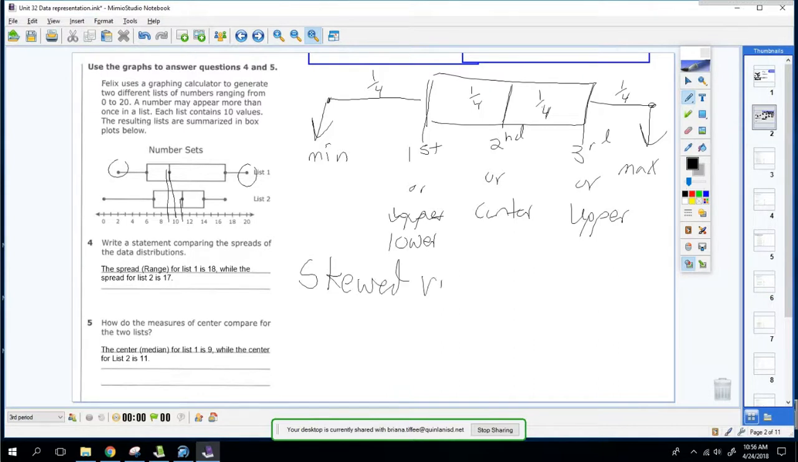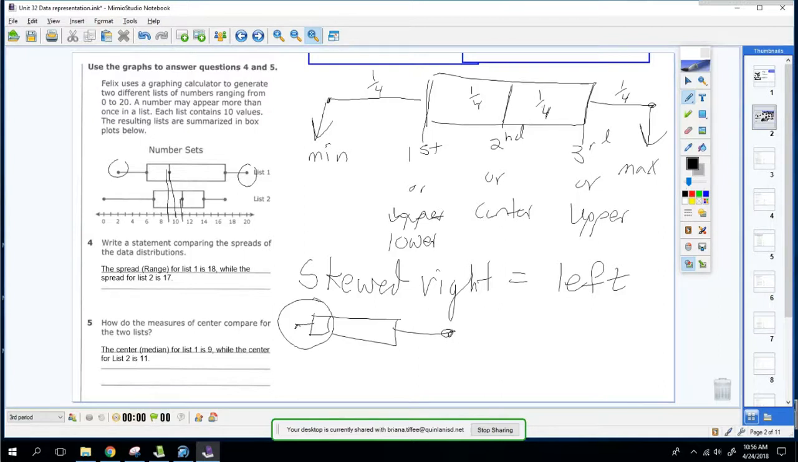All right, another thing we're going to talk about is skewed. Skewed right means all the data is to the left. So if you had a box plot, it would look something like this. The reason why this is considered skewed right is because of this right here. These are very, very tiny compared to the rest of the box. It means most of your data is right there.